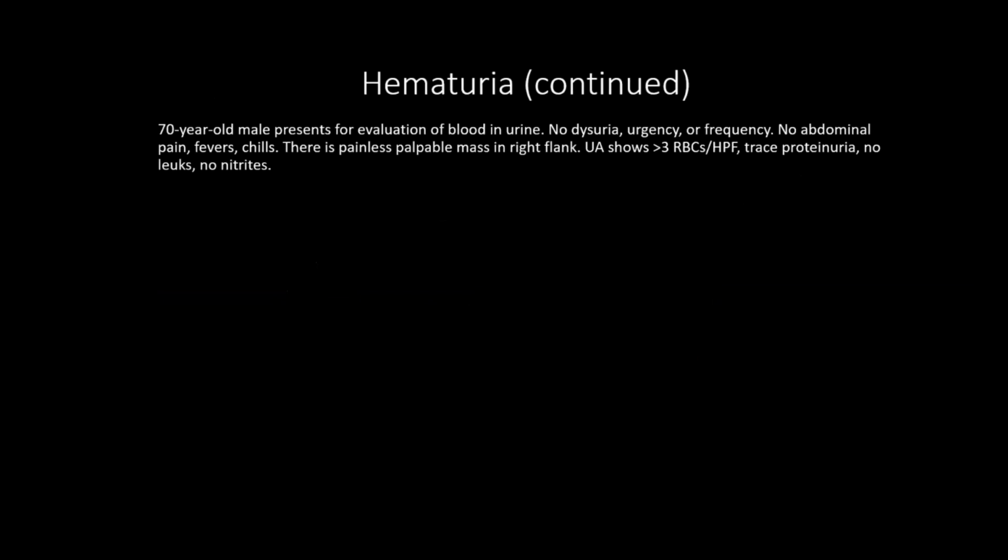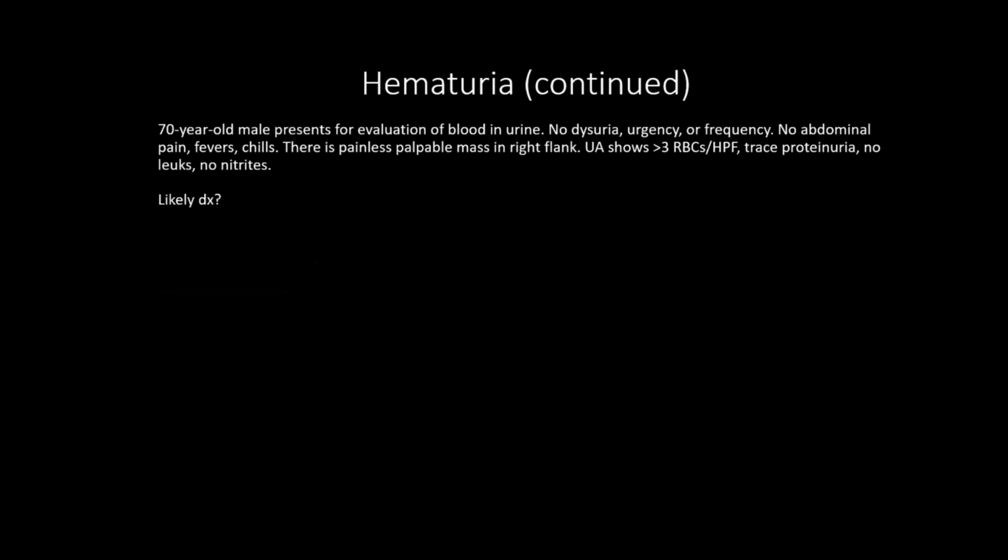So now you have a 70-year-old male who presents for evaluation of blood in the urine. No dysuria, urgency, frequency, anything like that. No abdominal pain, fevers, or chills. There is a painless, palpable mass in his right flank. The UA shows greater than 3 RBCs per high-powered field, trace proteinuria, no leukocytes or nitrites.